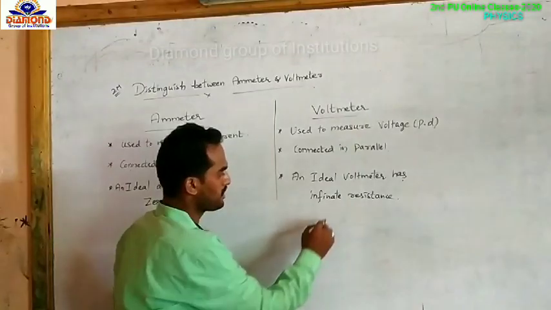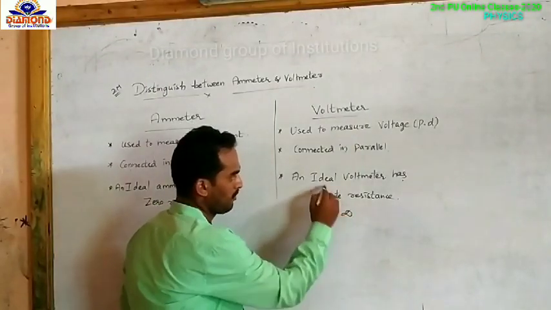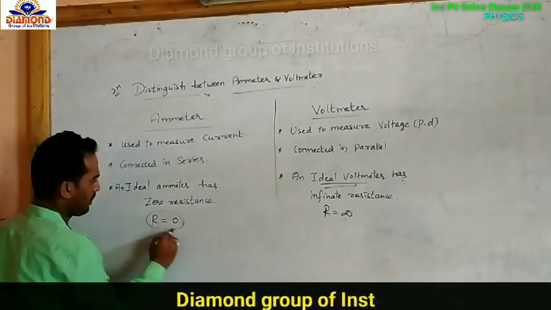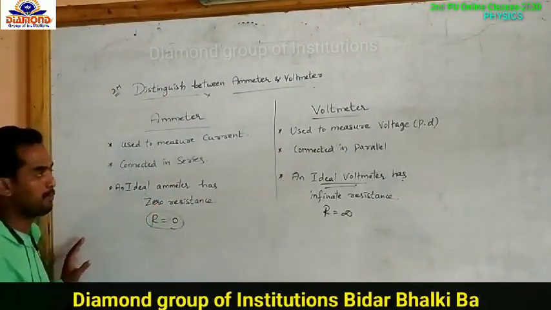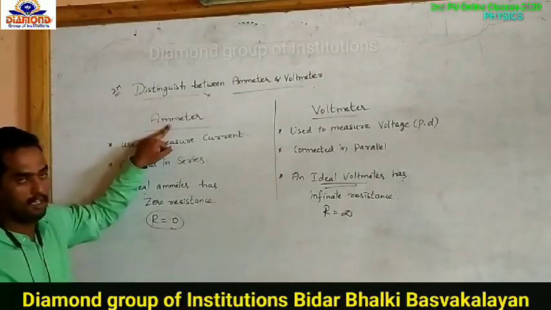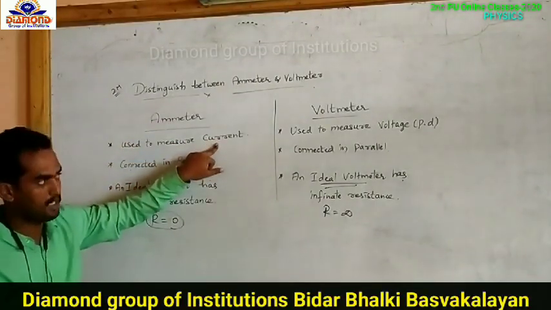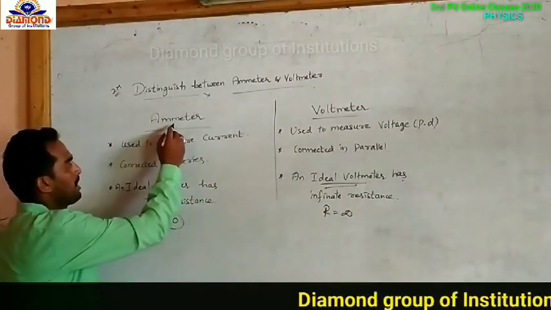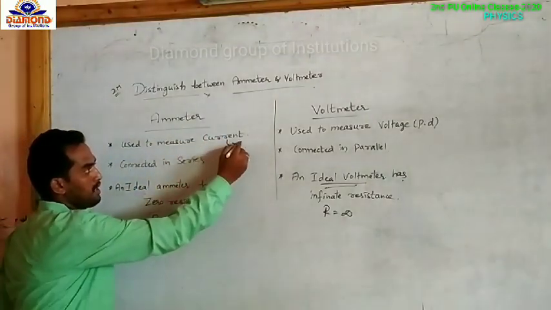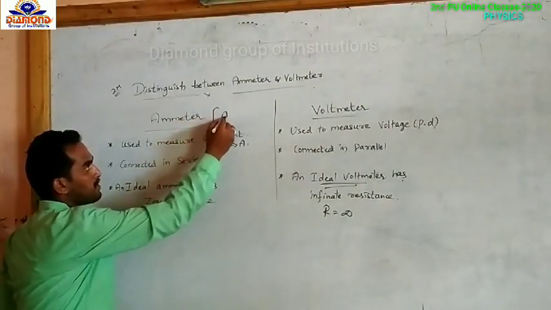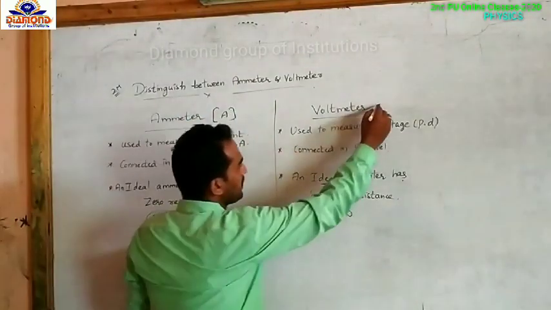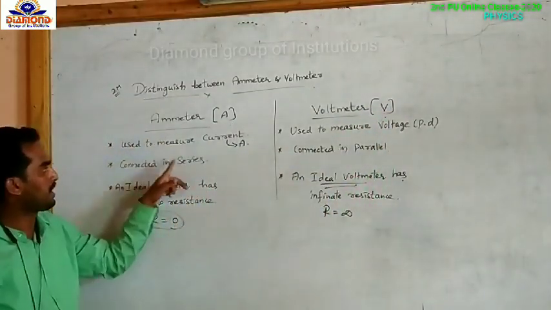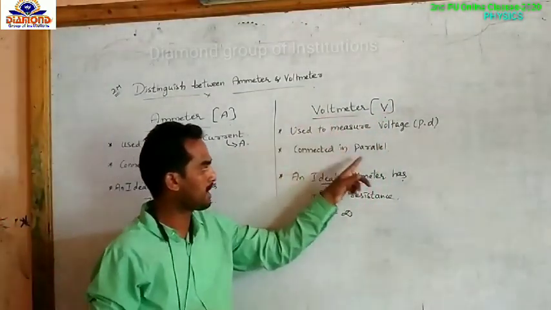That means the R value is infinite for an ideal voltmeter and 0 for an ideal ammeter. So remember, an ammeter is used to measure current, and a voltmeter is used to measure potential difference. The SI unit of current is ampere, and the ammeter symbol is A and the voltmeter symbol is V. The ammeter is connected in series and the voltmeter is connected in parallel.